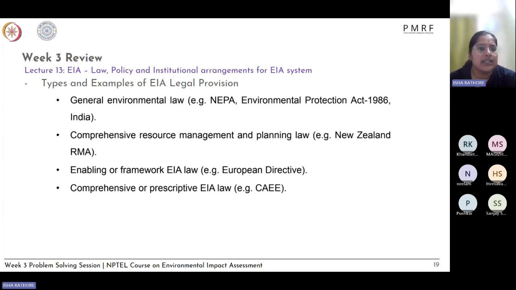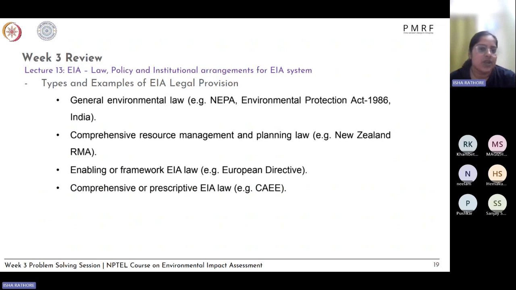Okay, so here are examples of types of EIA legal provision. You can have general environmental law, which looks at the generic environment and does not go into very specific management techniques. Something like NEPA or the Environmental Protection Act of 1986 in India. So these are examples of general environmental law.